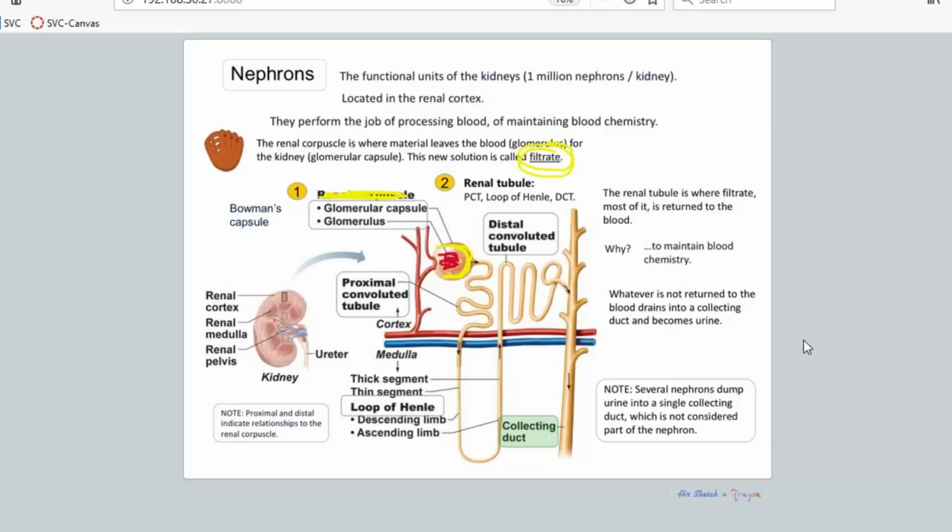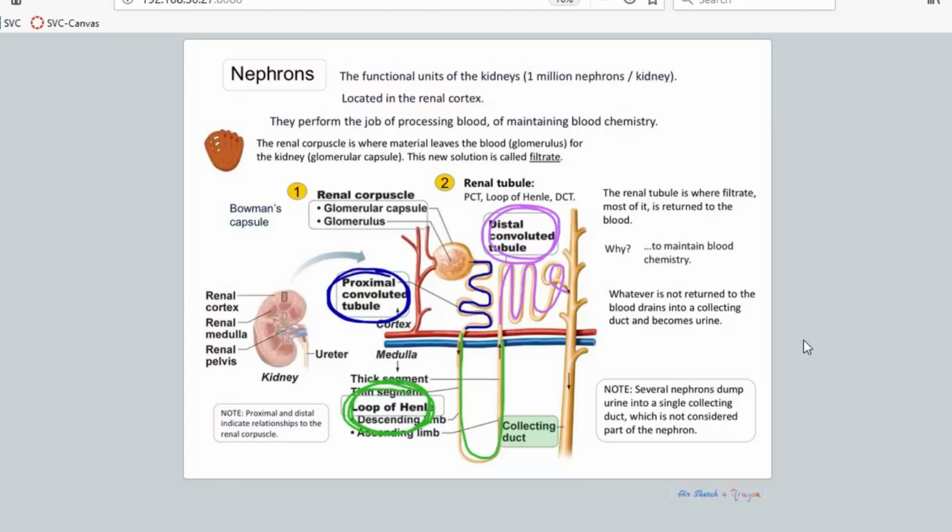All right, and the second part of the nephron is called the renal tubule. So everything else here is all renal tubule. And there's three different parts to it. This first part is the proximal convoluted tubule. This next part is the loop of Henle, and the last part is the distal convoluted tubule.